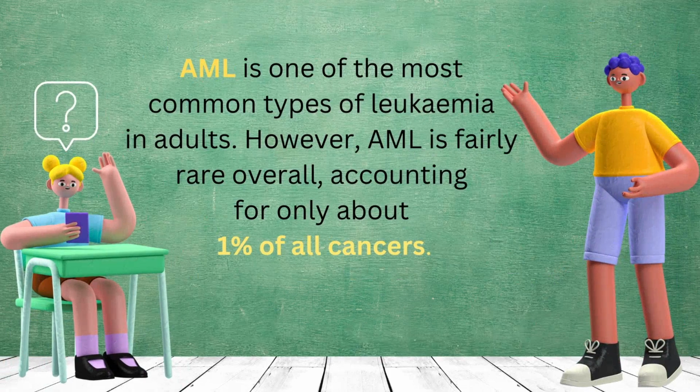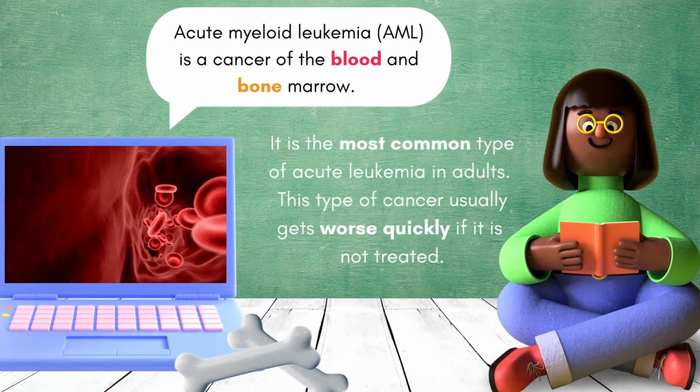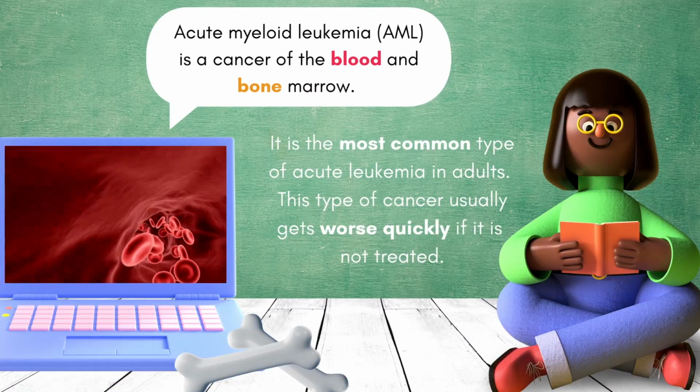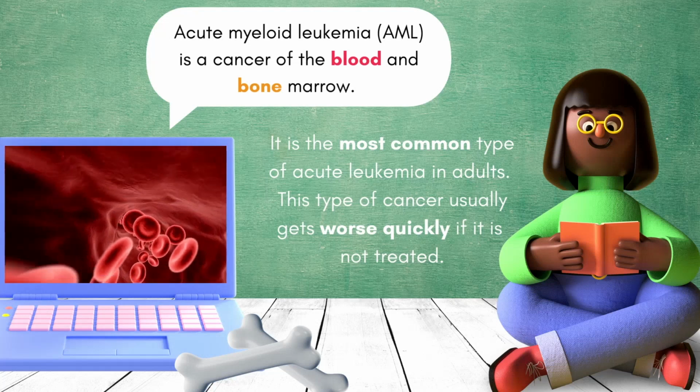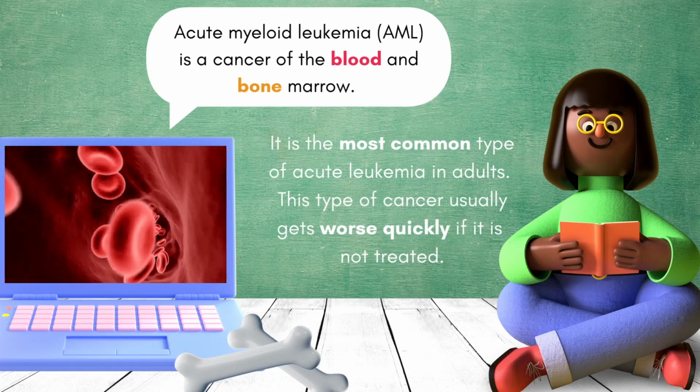AML is one of the most common types of leukemia in adults. However, AML is fairly rare overall, accounting for only about 1% of all cancers. Acute myeloid leukemia, or AML, is a cancer of the blood and bone marrow. It is the most common type of acute leukemia in adults. This type of cancer usually gets worse quickly if left untreated.